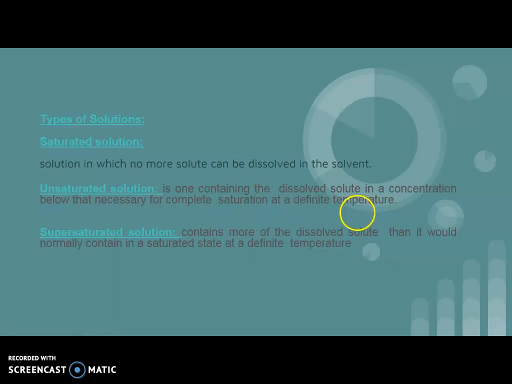Next, we take this saturated solution and warm it. It is observed that the solvent can dissolve more of the solute particles. We call this a supersaturated solution. What is supersaturated solution? Supersaturated solution contains more of the dissolved solute than it would normally contain in a saturated state at a definite temperature.